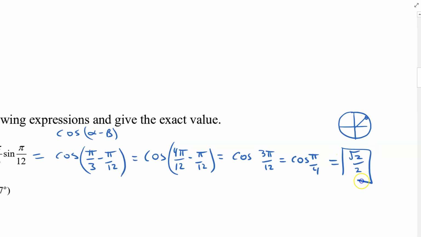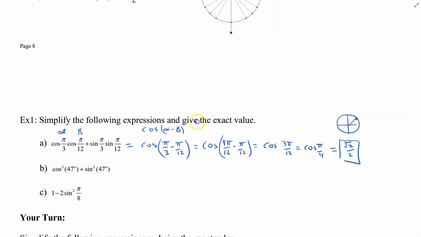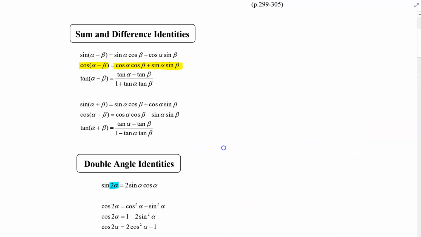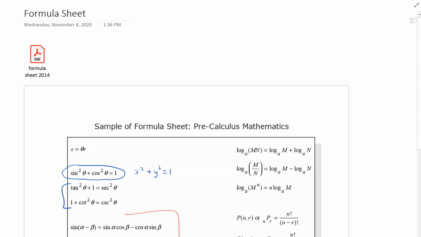So there's our answer. Okay, the second one, cos squared 47 degrees plus sine squared of 47 degrees. What? I didn't see any 47 degrees. Where is that one? Well, I'm being a little tricky because if I go all the way back to the formula sheet, it's this one, isn't it? It's our very first one, the identity: sine squared plus cos squared equals 1.